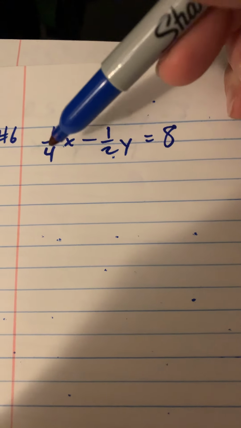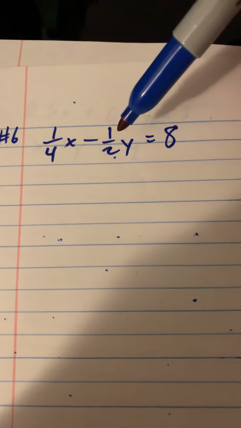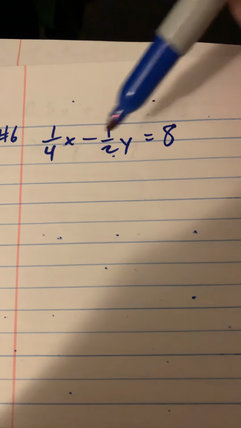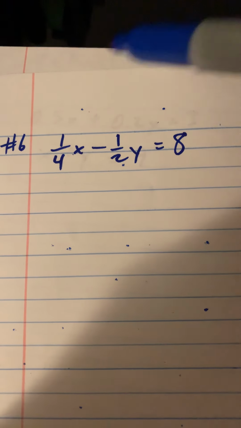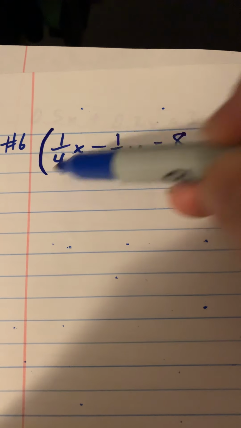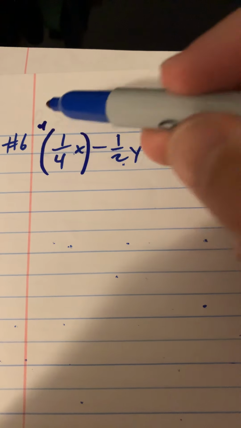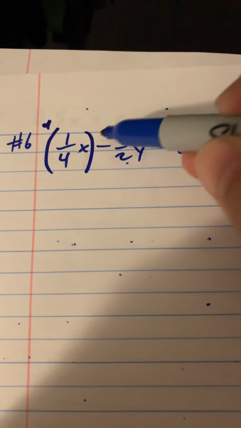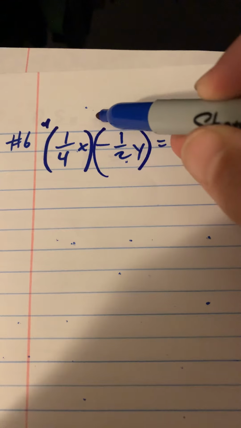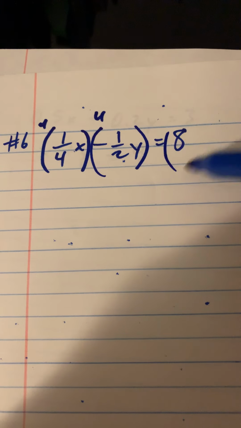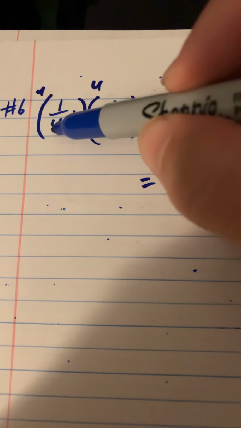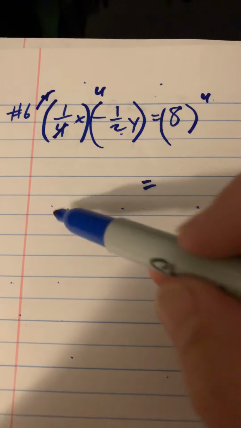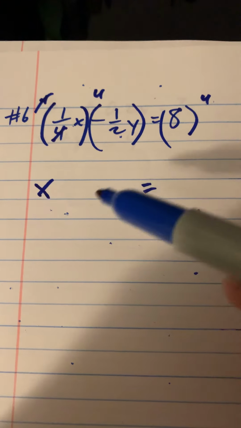So whenever you have two different fractions in the equation and you want to clear the equation of all the fractions, you multiply every term by the least common denominator. So in this case, we're going to multiply everything by 4. Okay, and what does that give us? Well, over here, those cancel, so it leaves me with x, right?